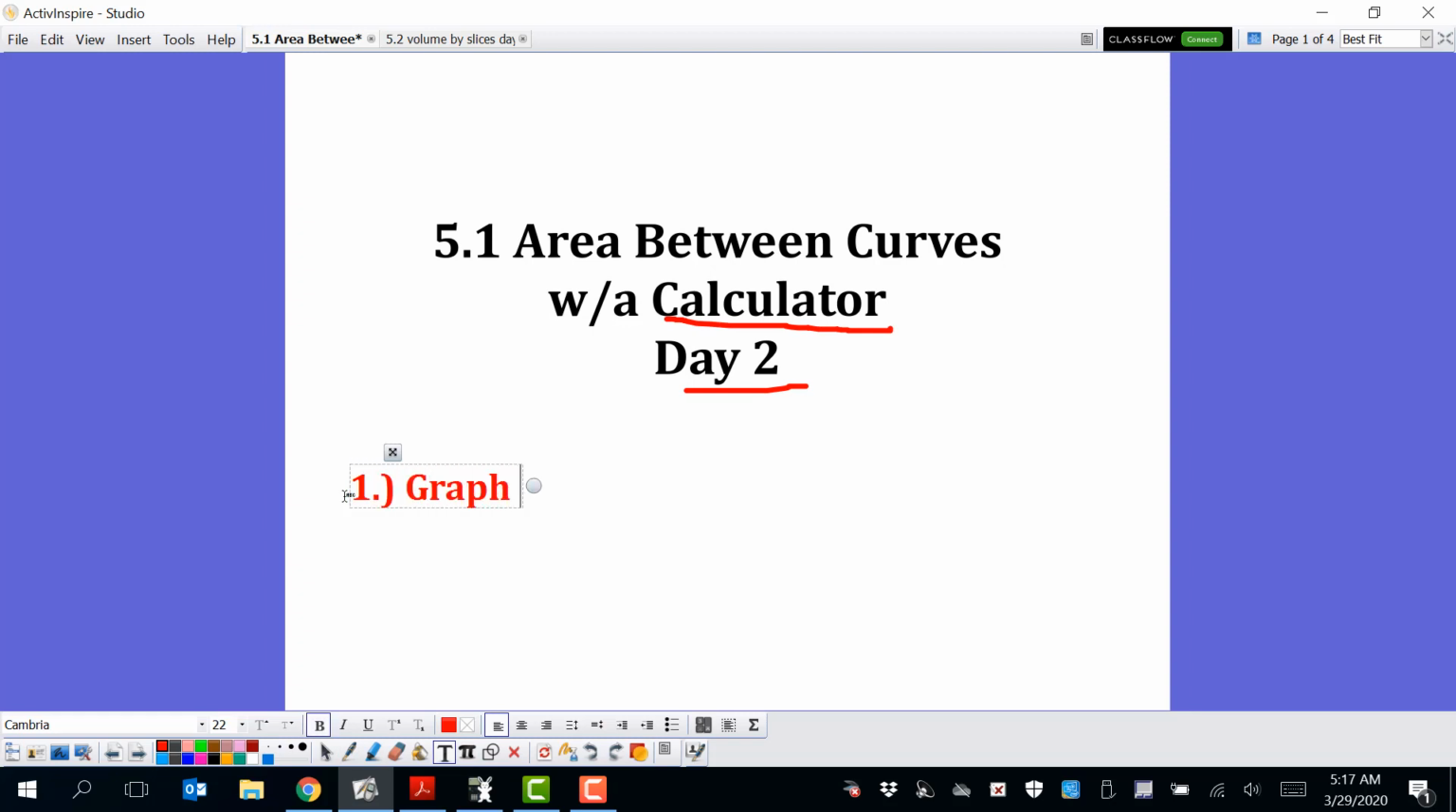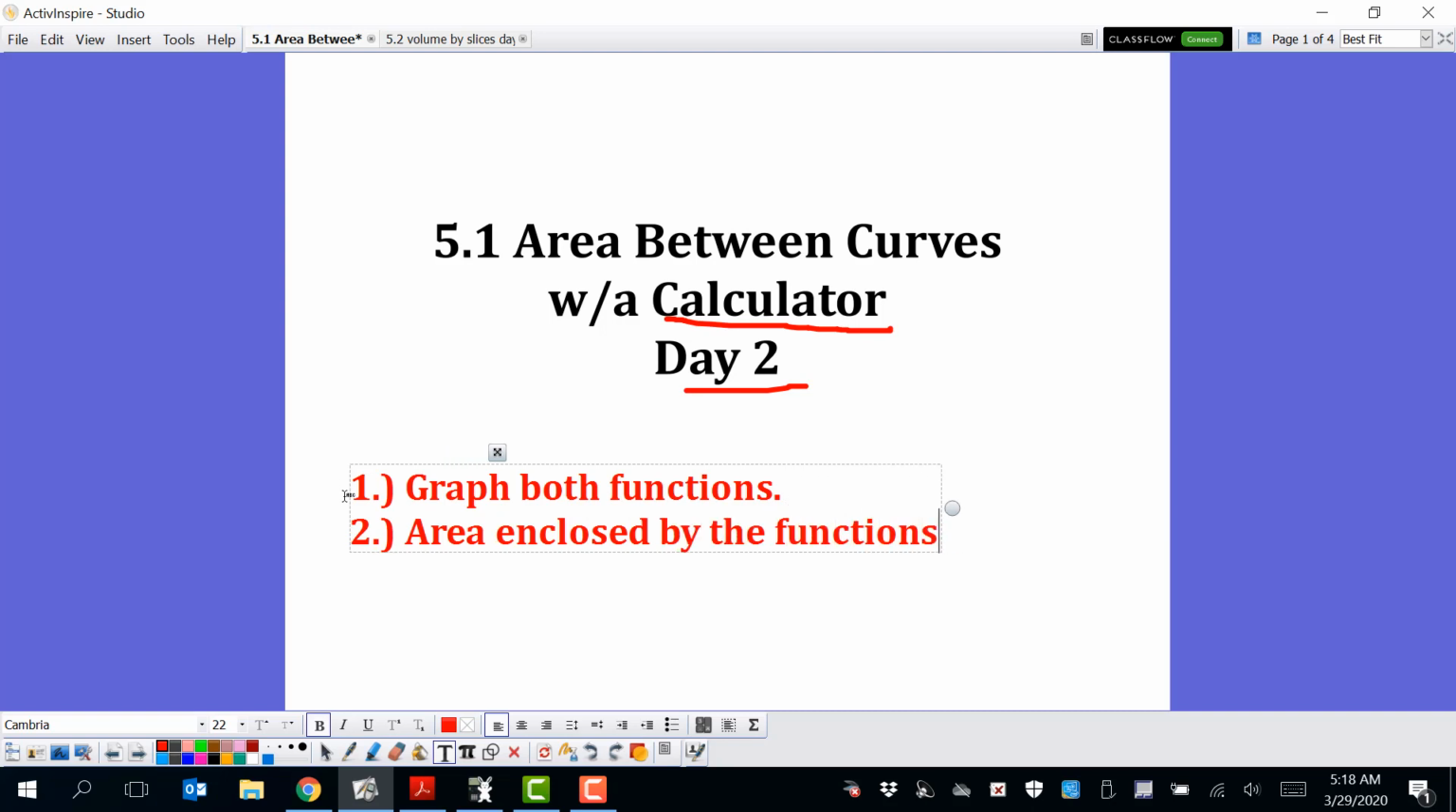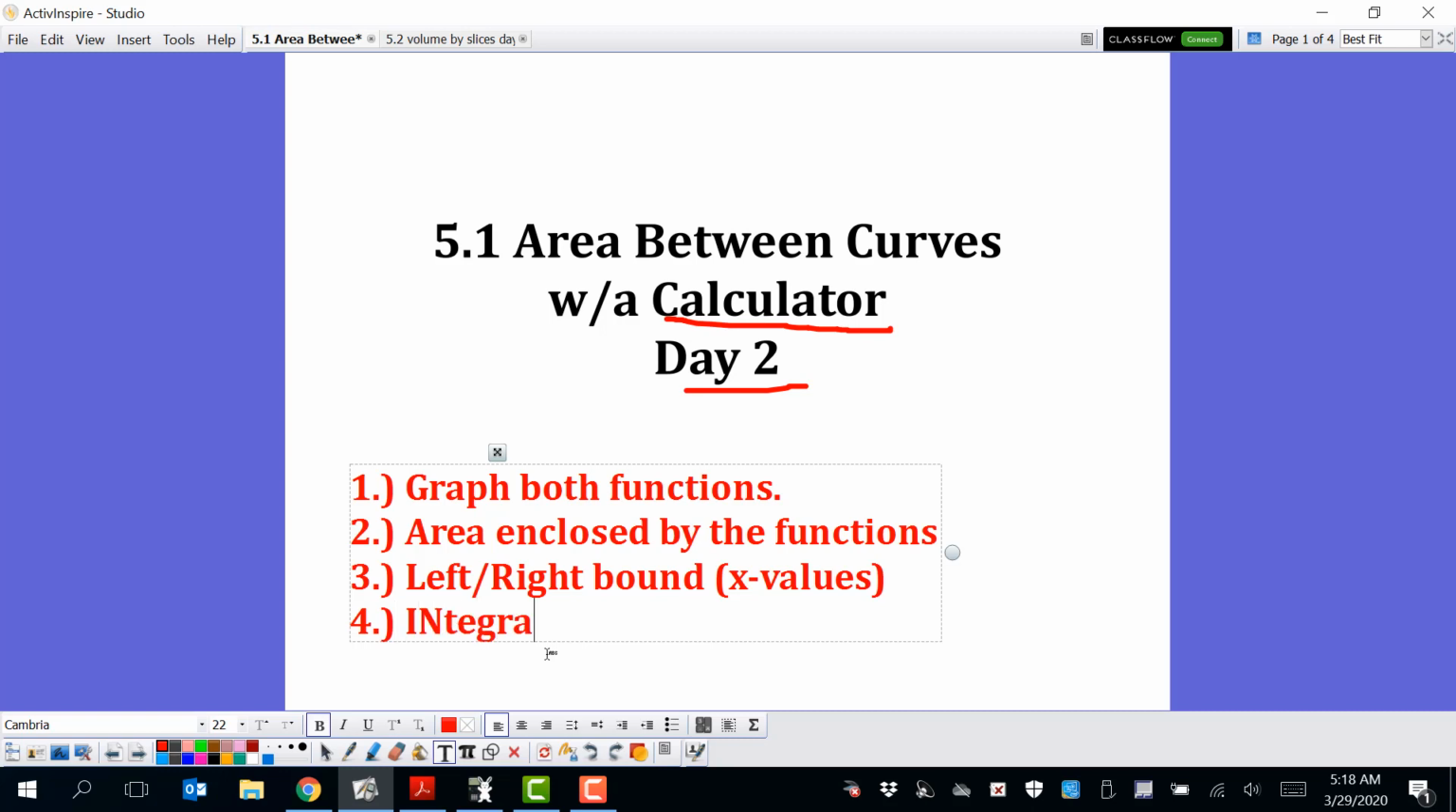Step 1 when we do these problems is to graph both functions on the same graph. And then the next thing you're going to do is find the area that's enclosed by the functions. And then you're going to find the left and right bound. Those are the x values where the shaded region starts, and the x value where the shaded region stops. And then you are going to integrate.